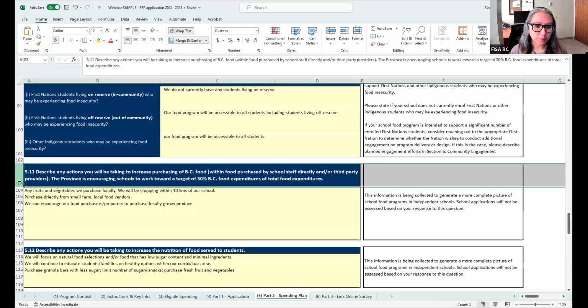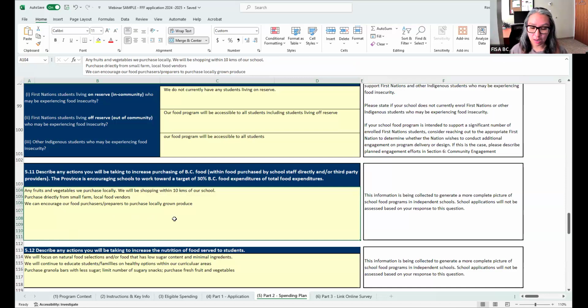Some of the examples that I wrote here were: we will buy any fruits and vegetables locally, we will try to shop around our school, we're going to try to buy from the farm or from a local vendor. We are encouraging everybody who is buying, volunteers and everybody, to buy as local as we can. Some schools very nicely said we're trying to buy all our apples this year that are BC. That's more than enough. We are trying our best.